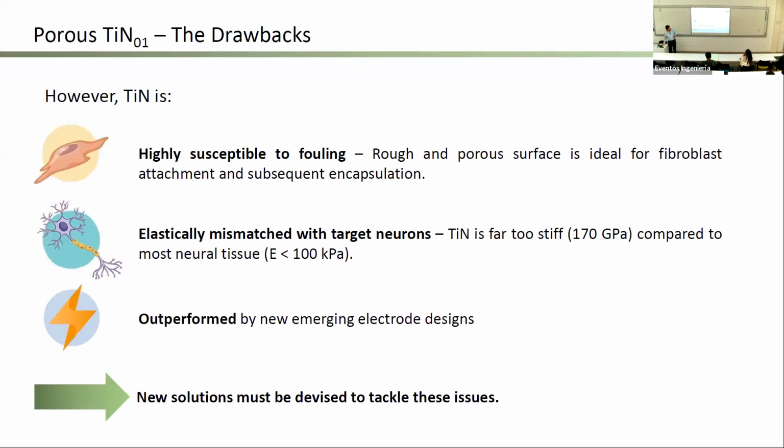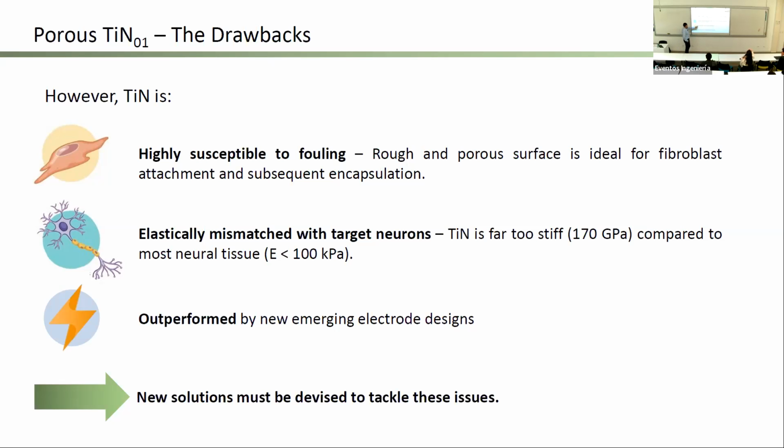However, it has some drawbacks. One main drawback, it is highly susceptible to fouling. So fibrous tissue can easily grow on its surface, especially when it's porous. It has a very high stiffness. We're talking about a stiffness in the tune of 170 gigapascals. This is much bigger than the stiffness of the neural tissue. So on implantation, you can get inflammation, and the neurons won't like very much that very stiff surface.